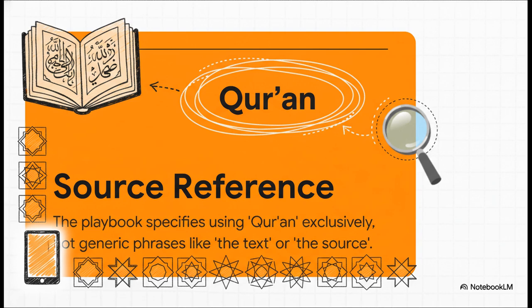Even the smallest details here are really significant. The playbook is explicit. You have to always call the material by its proper name, the Quran. It's not just the text or the source. This rule makes sure the analysis is always grounded, constantly reminding the viewer exactly what the context is.